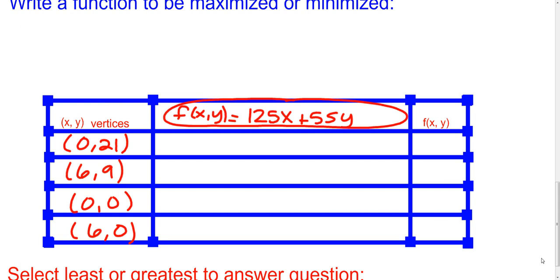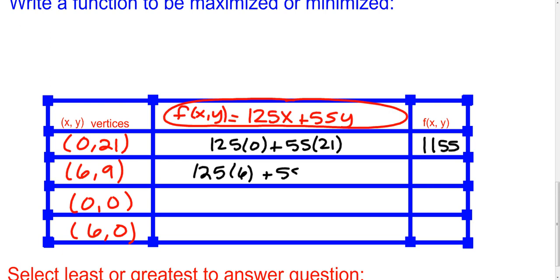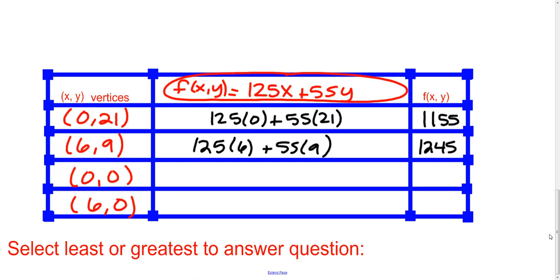And then what you do is, again, you plug this information, just like we did yesterday, the coordinates into the equation. So here I would do 125 times 0 plus 55 times 21. And when I do that, I get 1,155, okay? Now, I know you can plug these all in, so I'll just do one more. 125 times 6 plus 55 times 9. When I simplify that, I get 1,245. Okay, and I'm just going to tell you that you get 0 here and you get 750 here.